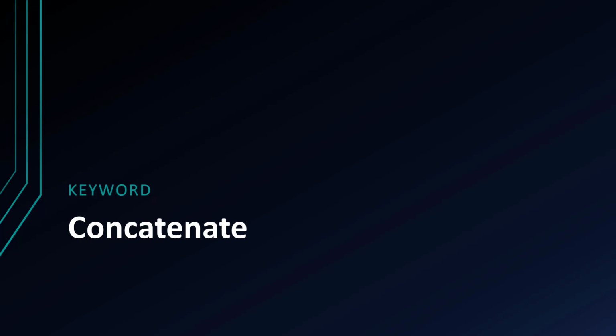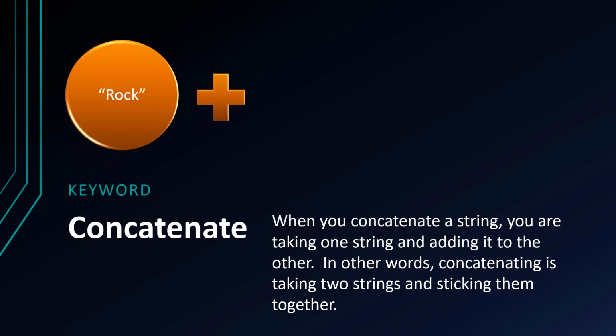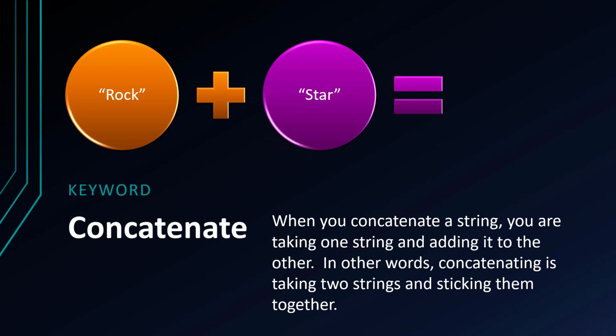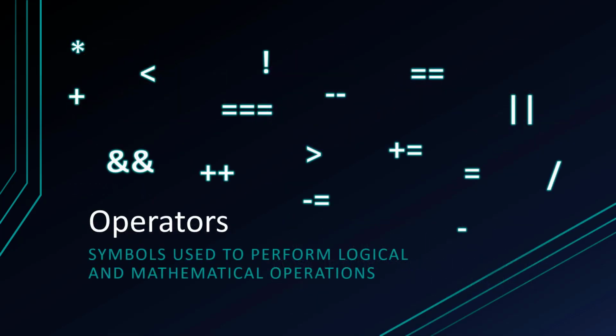Now, there's a key word I want to bring up, which is called concatenate. And you're going to use this a bit as well. So when you're concatenating, you're dealing with strings. So we're going to go back to the string idea. Remember, those are the things that are in quotations. So if I take one string and I add it to the other, I am concatenating them. I'm sticking them together. So for example, if I have rock plus star in quotations, I get rock star. So that's the main idea with concatenation. So sometimes we may be combining things together with strings.